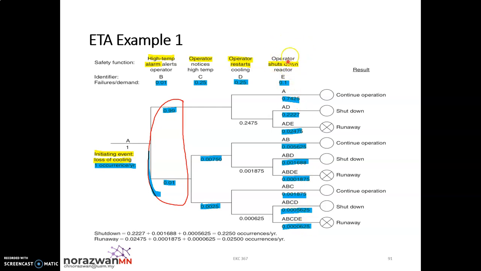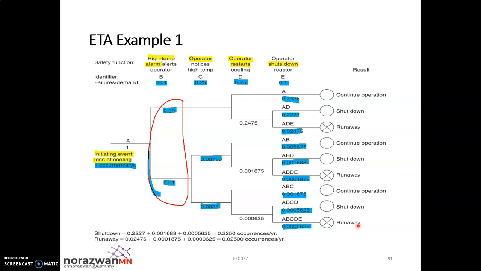What is the event? It is the operator shutting down the reactor. Then this is the result based on the final safety function. As you can see, if the operator shuts down the reactor, the process is shut down. But if the operator has failed at the E stage, all the labels ending with E, meaning it failed during the safety function of E, will have a runaway process.